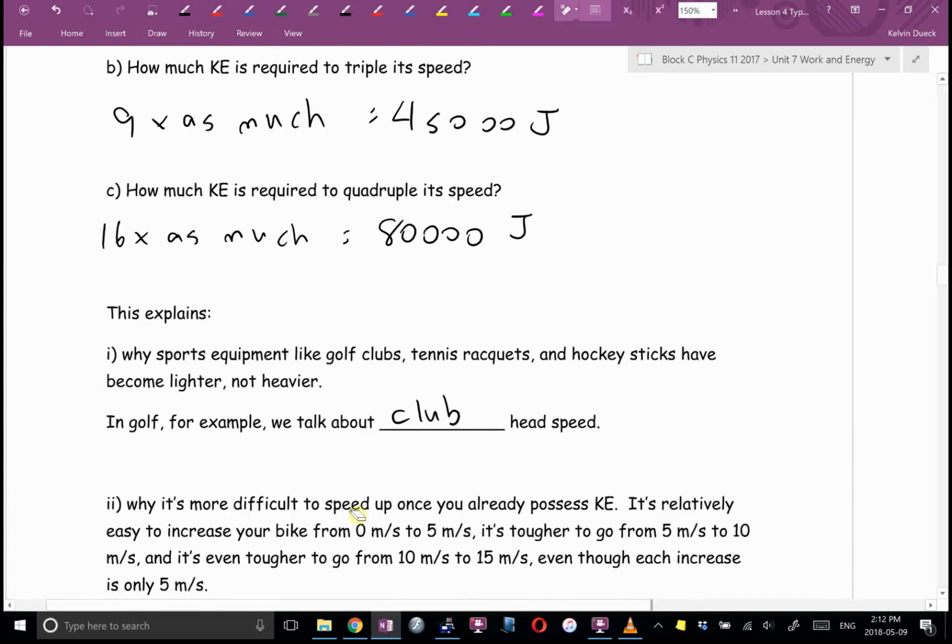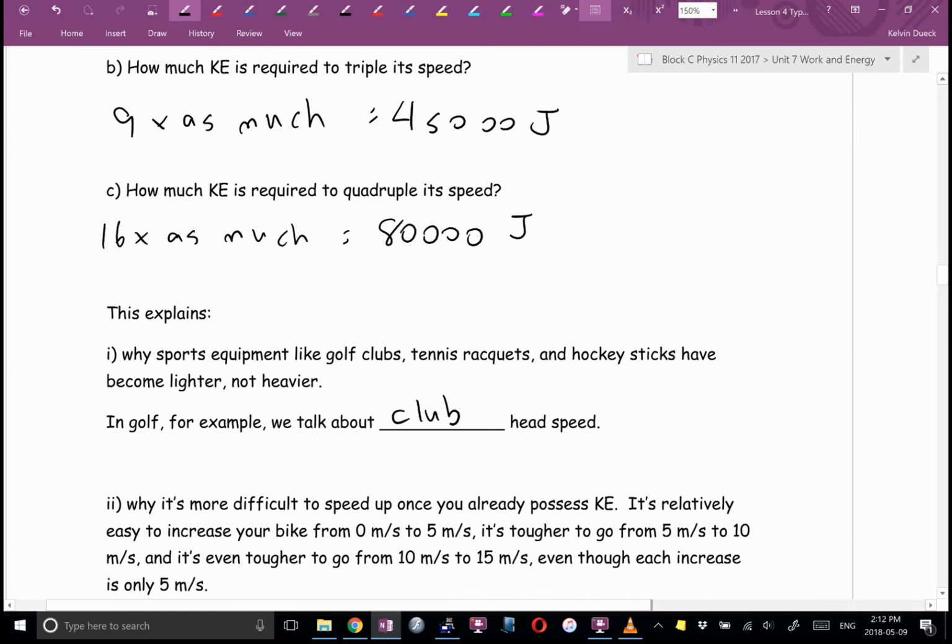This also explains why it's more difficult to speed up once you've already possessed kinetic energy. Many of you have ridden your bike when you were a kid. I don't know if you've noticed, but to start from 0 and go medium fast, and then to go from medium fast to really fast, that second one takes way more energy. Even though there's not that big an increase in speed, it's because there's a squared in the equation.